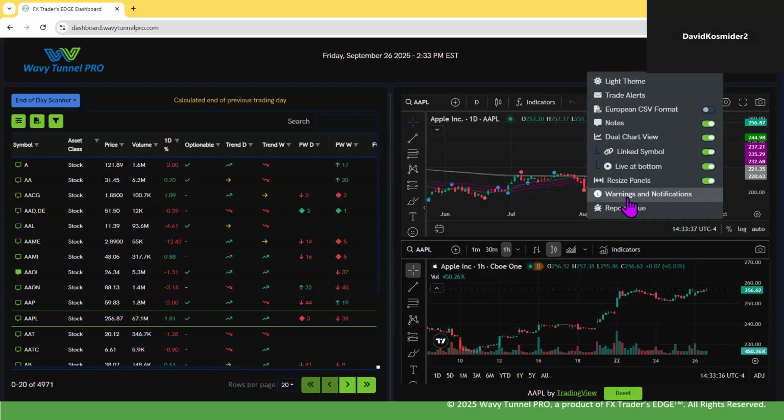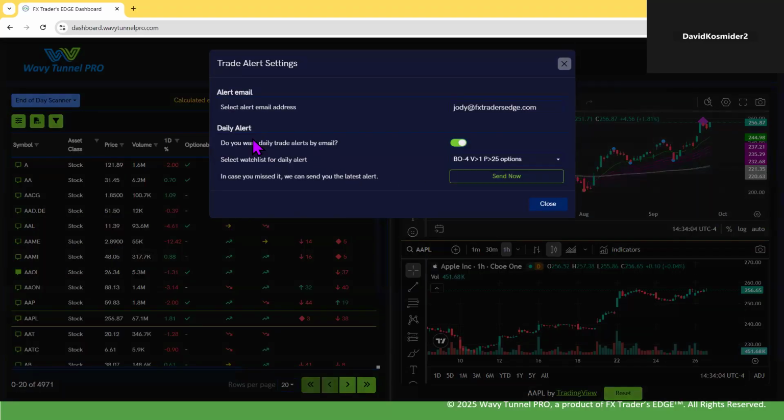But while we're here, I just want to show you, you can change the theme, you can make it light, and this is the trade alerts. So I'm going to show you how we can set up a scan, and then every night, I set up a trade alert so that every night I get an email with the different charts that appeared from my scan. So that happens automatically. So if I click on that, it says, do you want daily trade alerts by email? That's my email address. You can select yes or no.